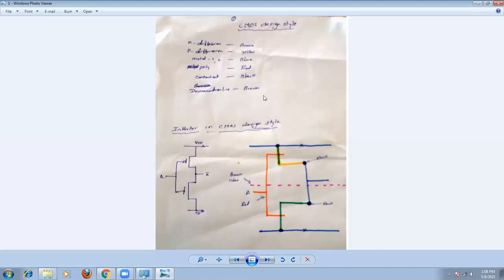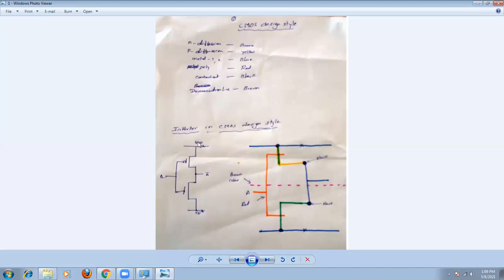But in the CMOS design style, we are using only single polysilicon. That is the red color. Okay, so now these are the main thing. And just remember, this is not green; it is yellow. Now let us see how to draw the stick diagram in CMOS design style.